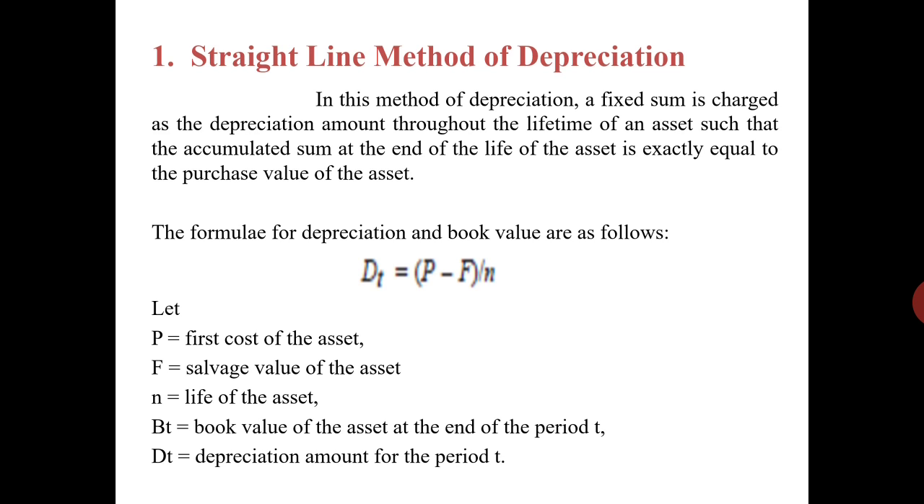Here P is the first cost of the asset, that is the initial purchasing cost of any equipment or machinery, denoted by capital P. F is the salvage value of the asset. After completion of the equipment life, the value of the equipment is called salvage value. N is the life of the asset. And Bt is the book value of the asset at the end of period t. Here t denotes the number of years: first year, second year, third year, likewise. And Dt is the depreciation amount of period t.